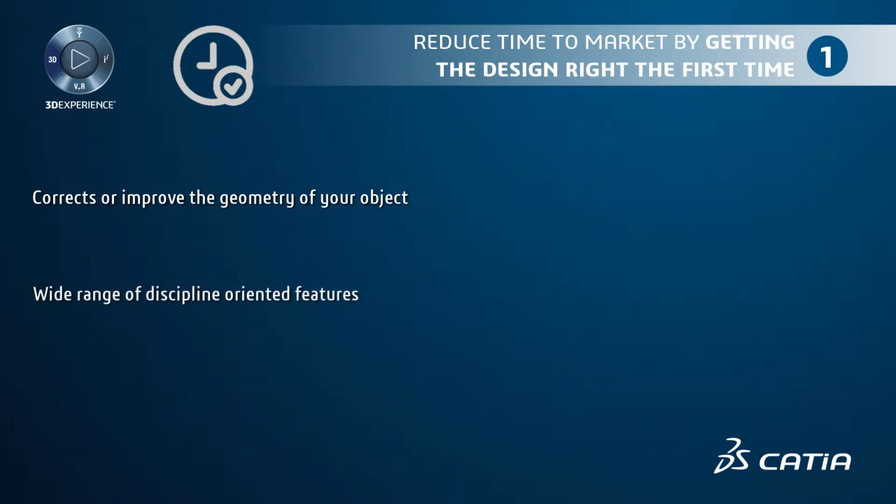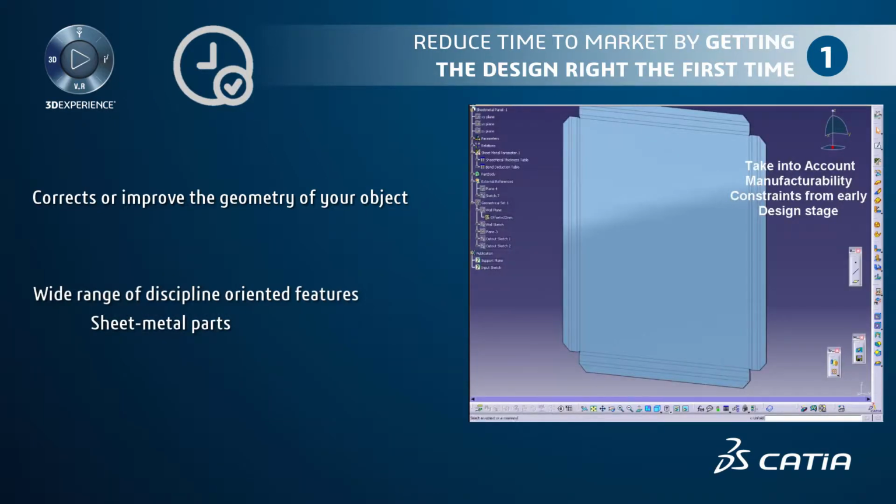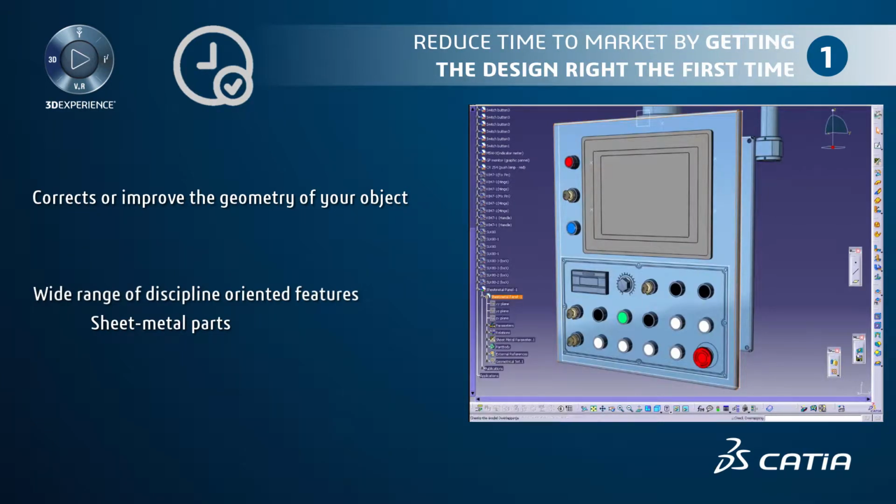Benefit from a wide range of discipline-oriented features and apply company-defined standards to ensure design quality ready for manufacturing. The Sheetmetal Design applications allow efficient design and management of sheet metal components. It incorporates material and process information in sheet metal specific modeling features.